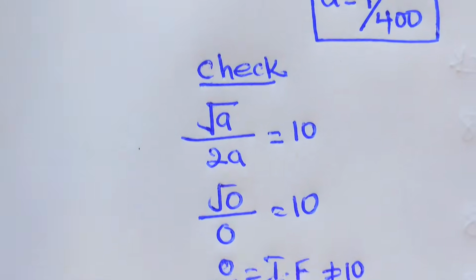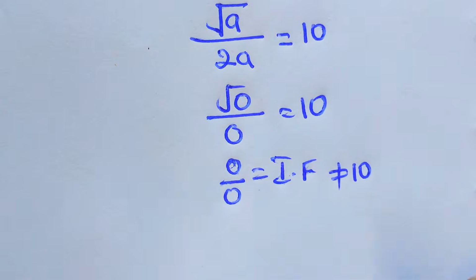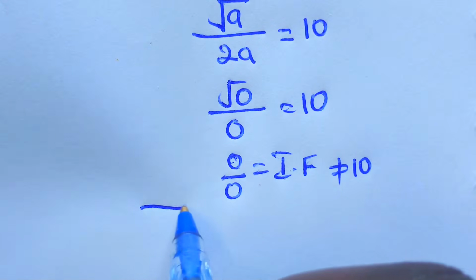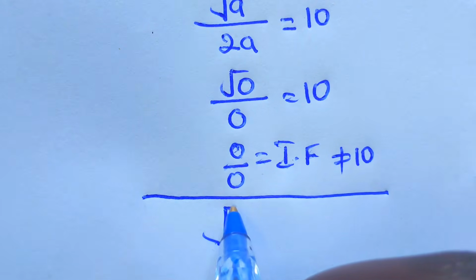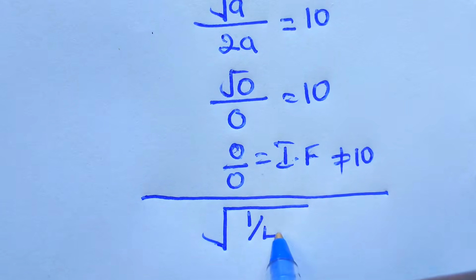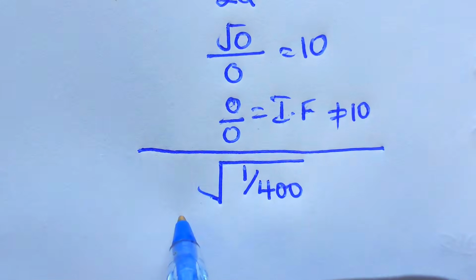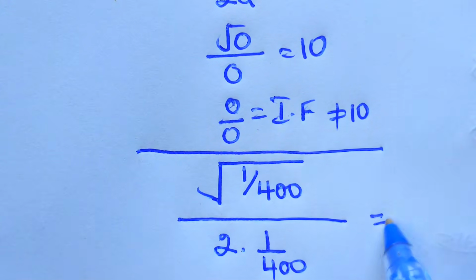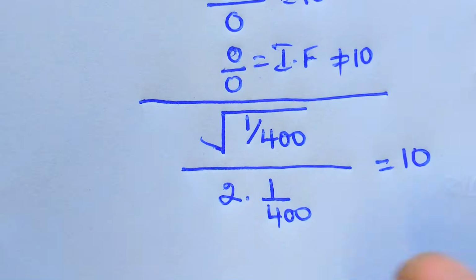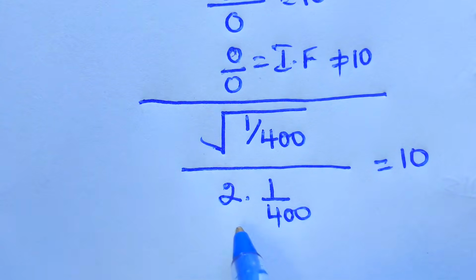What should we do here? We have to verify with a equals 1 over 400. The square root of 1 over 400, over 2 times a, which is 1 over 400, should equal 10. Here we have the square root of 1 over 400, which is 1 over 20.